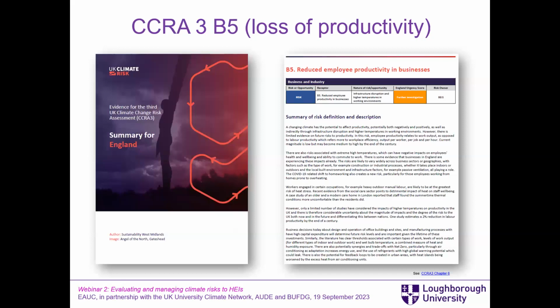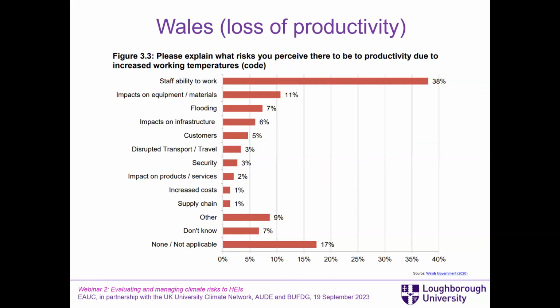And the third National Climate Change Risk Assessment has something to say about this too. If you refer to the report and you look at indicator B5, there's some interesting narrative and examples of how previous heat waves have impacted employee productivity. And perhaps the most in-depth study so far that I could find was one commissioned by the Welsh Government, where they looked at the reasons for the loss of productivity under high working temperatures.